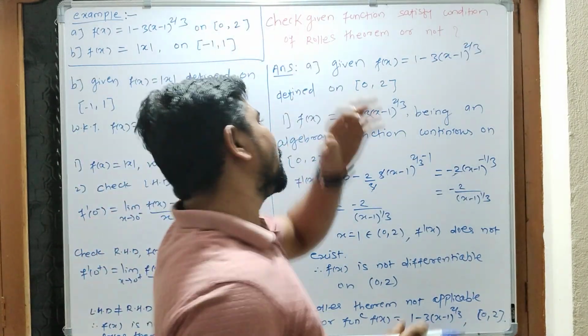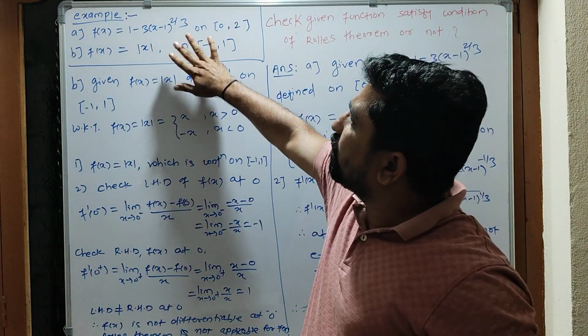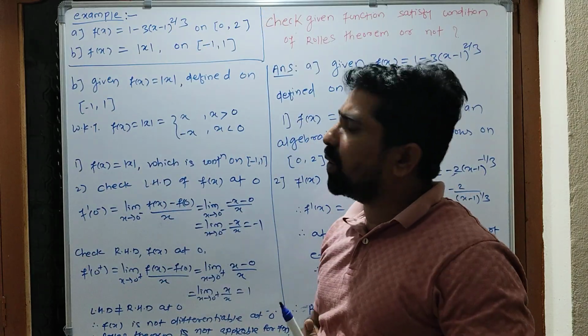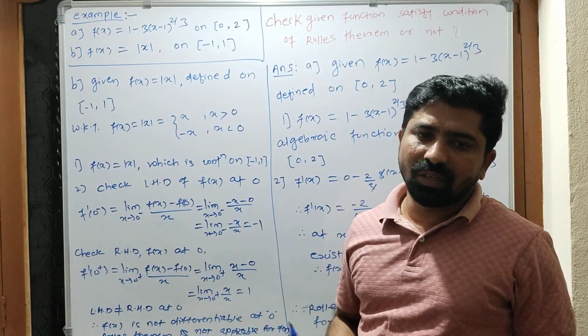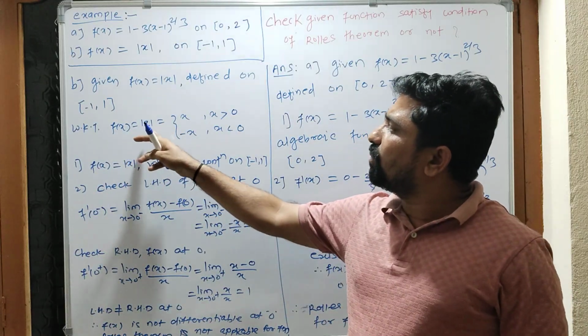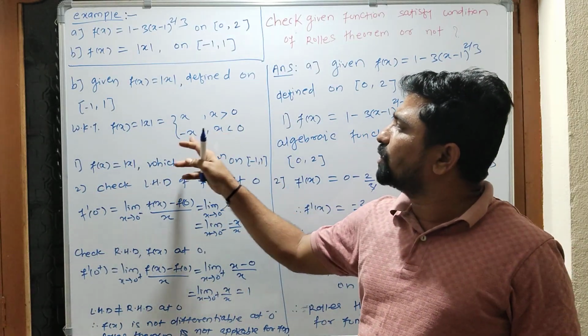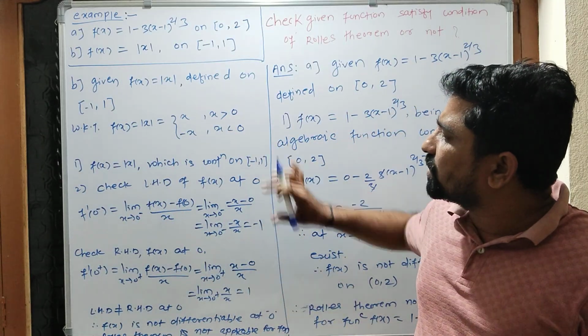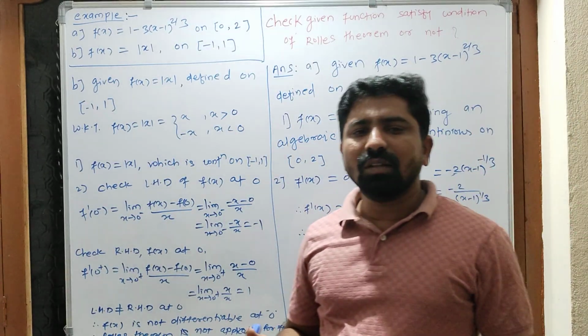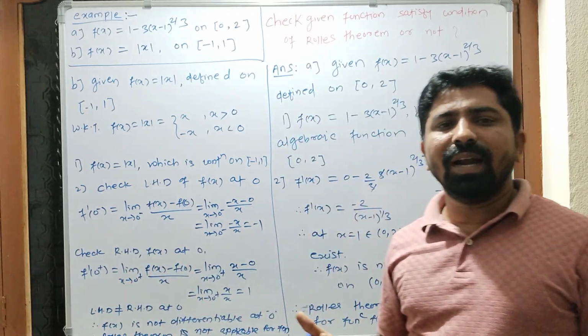So according to the working rule, now come to f of x equal to mod of x, which is defined on the closed interval -1 to 1. All of you know this function is continuous here. f of x equal to mod x is x when x is greater than 0 and minus x when x is less than 0. This function is continuous on the closed interval a b. But now check whether this function is differentiable at 0 or not.